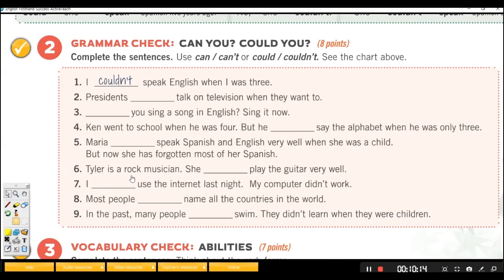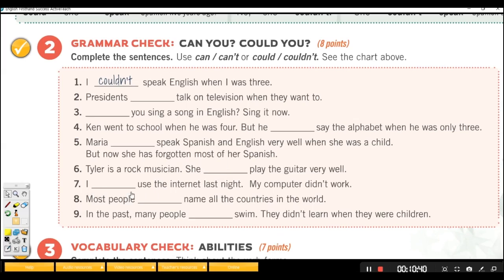Tyler is a rock musician. She something play the guitar very well. Okay, if you're a rock musician, do you think that you can play the guitar very well? Maybe, maybe not. Maybe she plays the drums. I don't know, right? But if you're a rock musician, maybe you can play the guitar. You make a guess here.